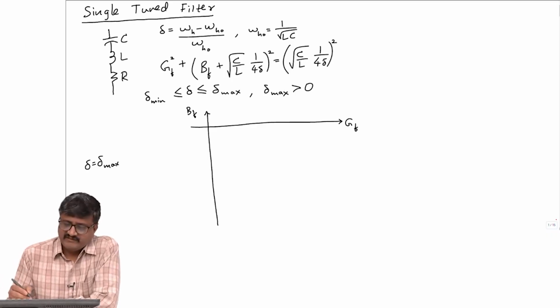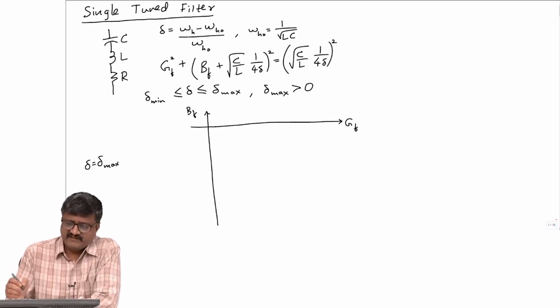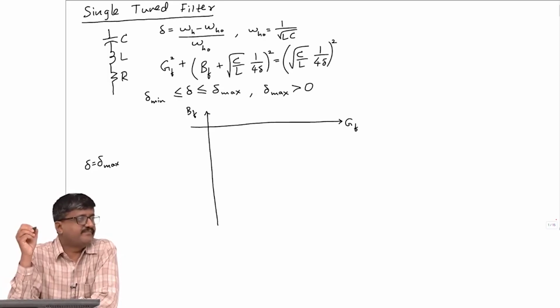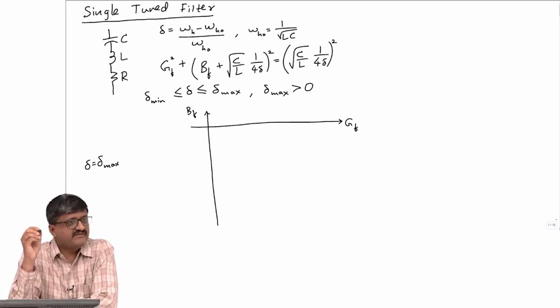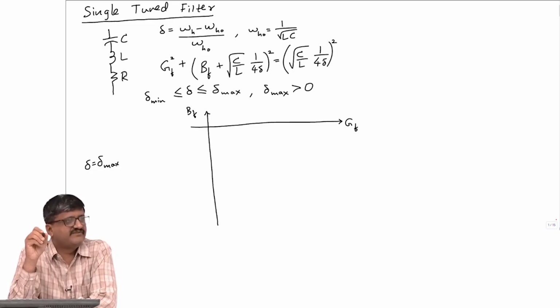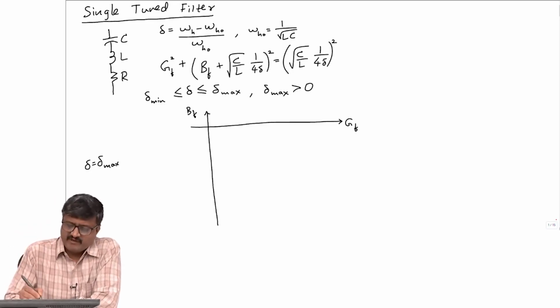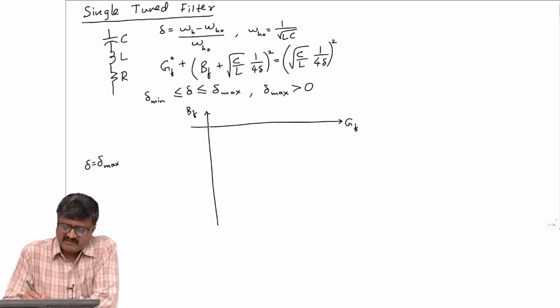Okay. So, it appears as if the circle is in the third quadrant and fourth quadrant, but GF is positive. To be more precise, GF is non-negative. So, what I can do is just show the relevant part of the circle, which is just a semicircle.